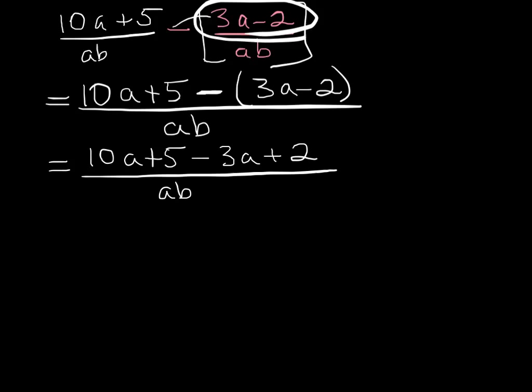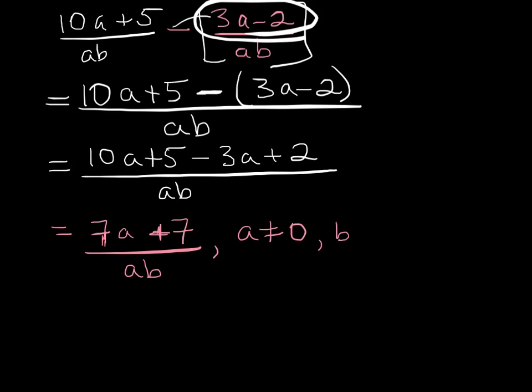Okay, then just simplify it, folks. So we've got 7a plus 7, and that's all over ab. And our restrictions here are a can never equal 0, and we've got another variable of b, and it can never equal 0. Okay?